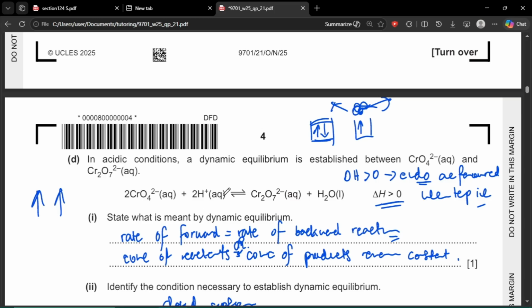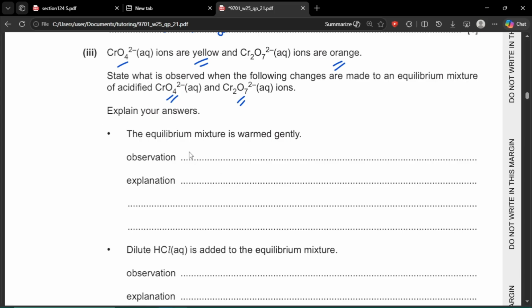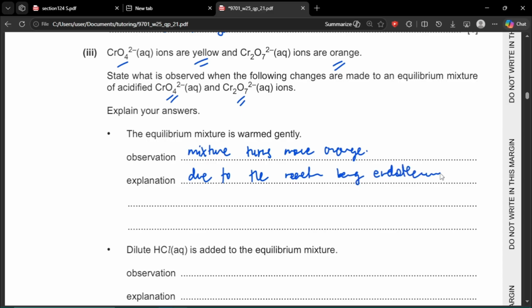So since this is already an endothermic reaction, the rate of the forward reaction is going to increase. Therefore, here there's orange, there's yellow. If the rate of the forward reaction increases, the concentration of dichromate ions increases. Therefore, you can write the mixture turns more orange, due to the explanation I just explained, due to the forward reaction being endothermic, right?